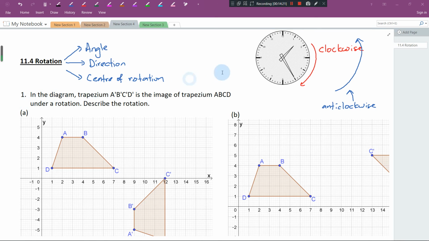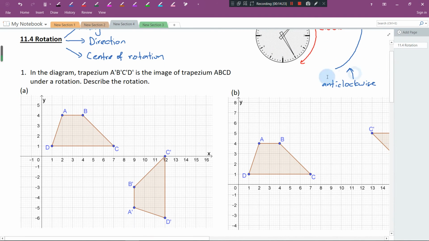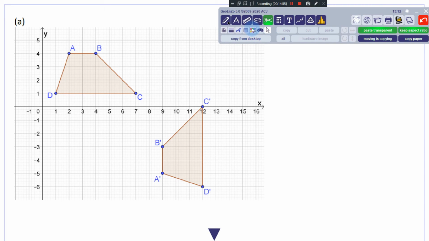Okay, now let's look at these questions. In the diagram, trapezium A prime, B prime, C prime, D prime is the image of trapezium ABCD. So this is the image of trapezium ABCD under a rotation. Describe the rotation. So the question asks you to describe this rotation. Remember, to describe a rotation, three things: angle, direction, and the center of rotation. Okay, so first we need to know where is the center of rotation. So it's very important you need to know how to get the center of rotation.